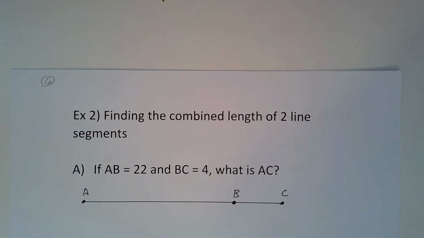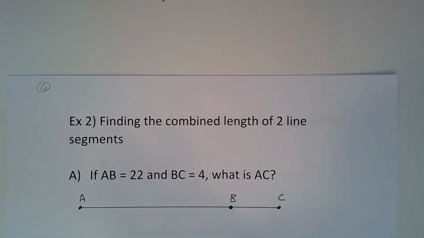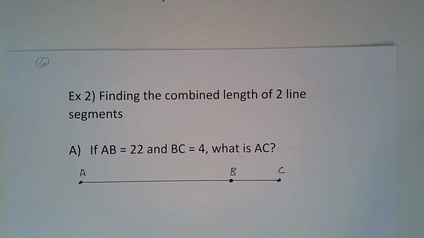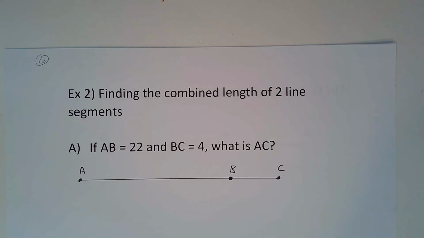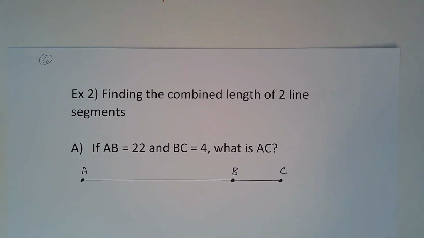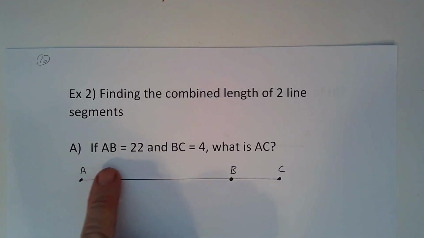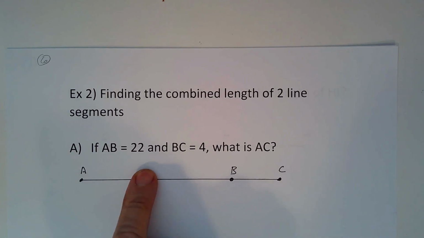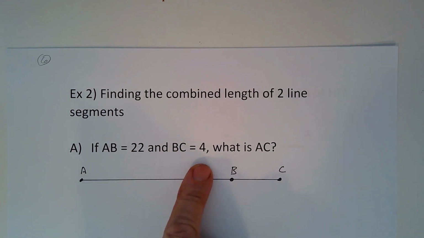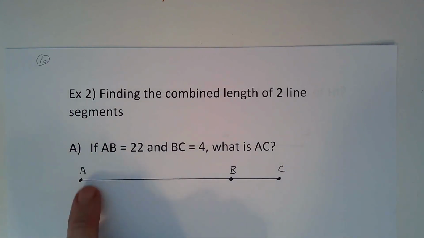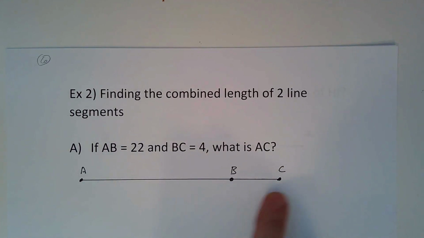All right, so example 2, we're finding the combined length of two line segments. We have to be careful about this. Let's look at what this says. It says AB equals 22, BC equals 4. What is AC? So you have to think about this.